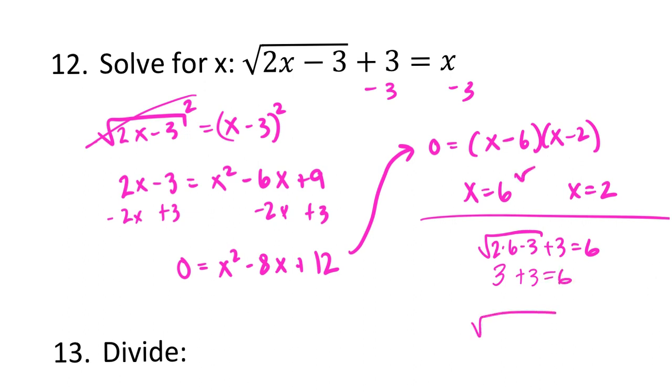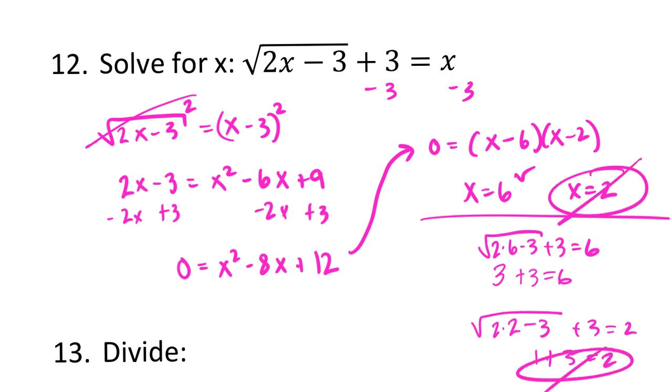Let's try the 2. 2 times 2 minus 3, plus 3. So 4 minus 3 is 1. Square root of 1 is 1. Is 1 plus 3 equal to 2? It is not. So the 2 does not work. So our only answer here is that x equals 6.